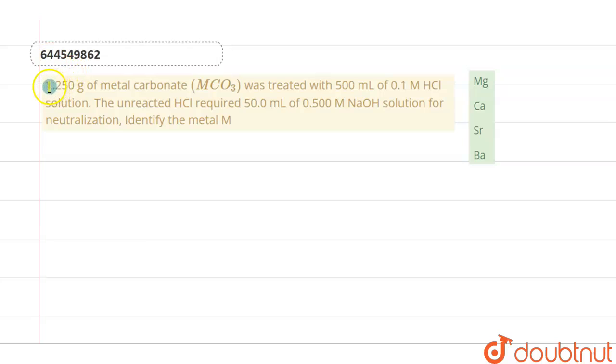Hi everyone. Today's question is: 1.25 gram of metal carbonate MCO3 was treated with 500 ml of 0.1 molar HCl solution. The unreacted HCl required 50 ml of 0.500 molar NaOH solution for the neutralization. Identify the metal M. We have been given 4 options: magnesium, calcium, strontium, barium.